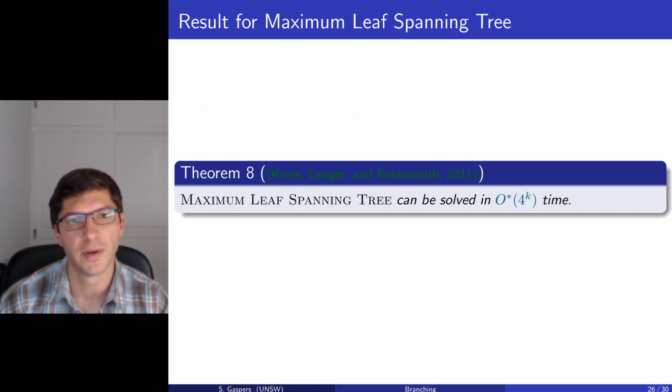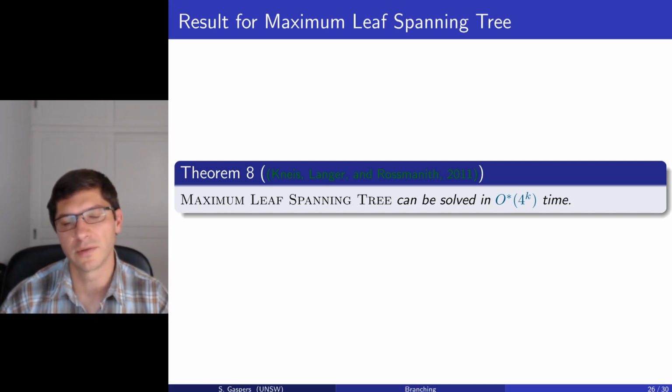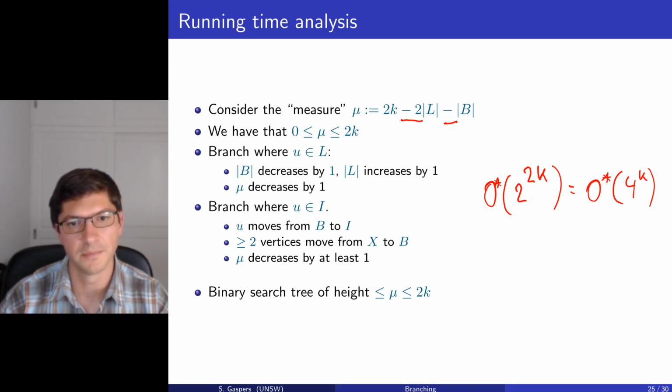So this was proved by Kneis, Langer, and Rossmanith in 2011. And the result is that maximum leaf spanning tree can be solved in time O star of 4 to the power k. And this is exactly the algorithm.